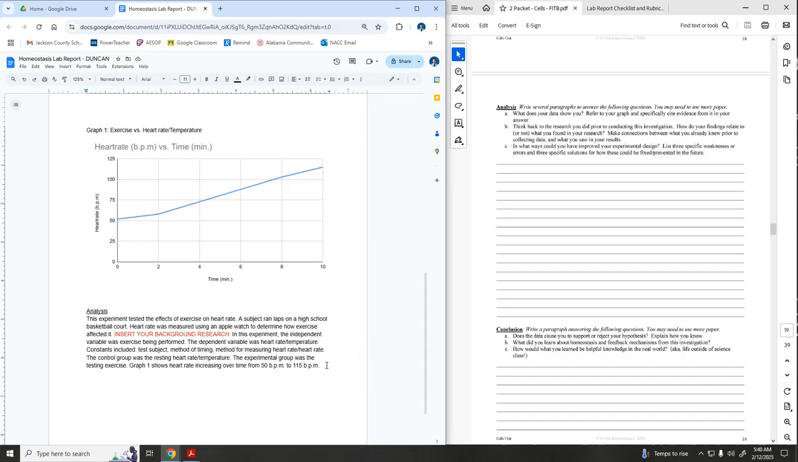So this supports the research that said, and then say what your research said if it supports it. So if it supports that heart rate will increase, then say that. If it supports that heart rate would increase because of a demand for oxygen, or needing higher blood flow, say that.